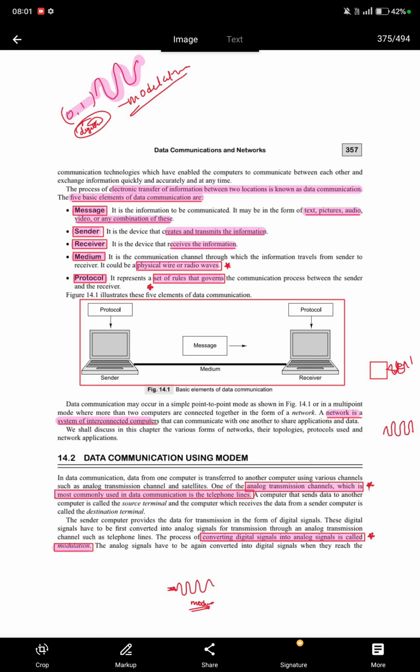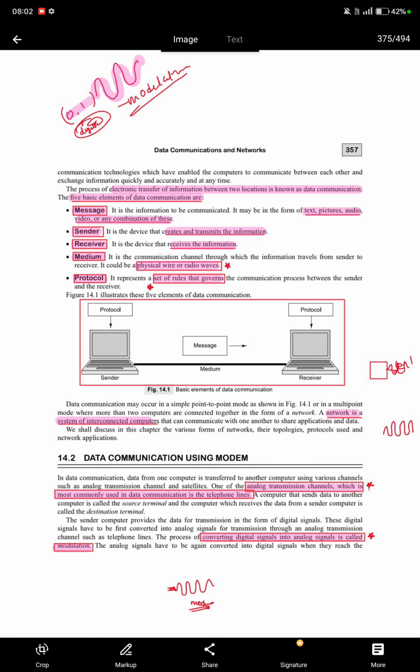Medium, the communication channel through which information travels, which is physical wire or radio waves. Protocol represents a set of rules that governs the communication process. A network is a system of interconnected computers.